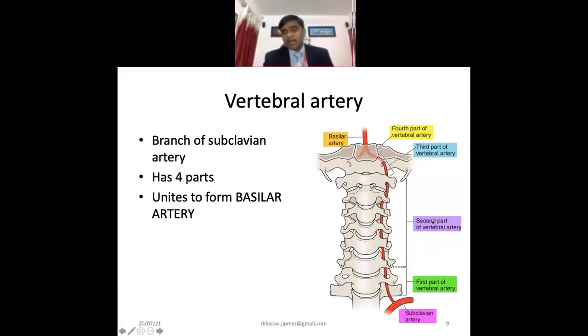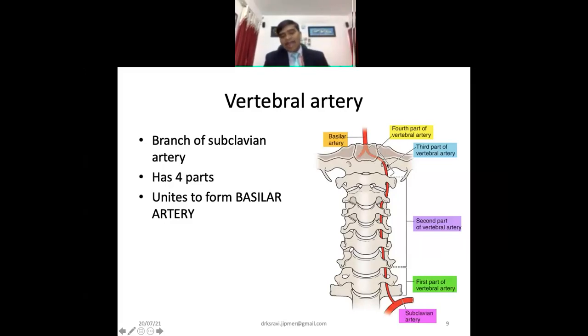Then from the foramen transversarium of the second cervical vertebra, to the lateral rectus capitis, it goes laterally, and then it enters into the cranial cavity through this foramen magnum. So this part, as you can appreciate over here, is the third part. And the fourth part is the intracranial part, which you will find intradural. When it enters via this foramen magnum, that part is the fourth part of the vertebral artery.